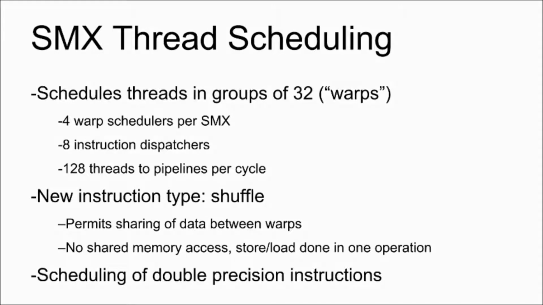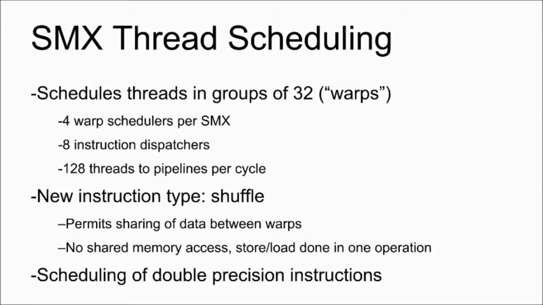Here we have a few more basic technical details of the Kepler setup, with 4 warp schedulers per SMX, 8 instruction dispatchers, and 128 threads to pipeline per cycle. One interesting note about Kepler was the introduction of a new type of instruction called a shuffle. It permits the sharing of data directly between warps, completely circumventing even the need to utilize local shared memory, allowing loads and stores to occur within a single operation.